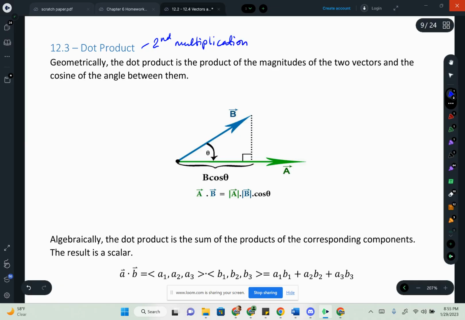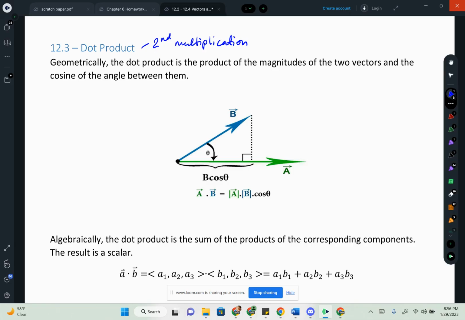Before, we learned the scalar multiplication, where you can take a number and distribute it to all of the components of a vector. But now we're talking about, if we have two vectors, how do we multiply them? And it turns out that there are two different ways. This is the first one, and it's called the dot product. And it turns out there's a couple of different ways to look at it.